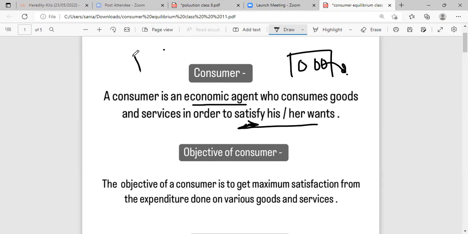And similarly, for example, it's a chocolate shop. It's your want that you want to eat chocolate, right? So you will be purchasing the chocolate. Why are you purchasing that chocolate? Because you want to satisfy your want. So similarly, the consumer is an economic agent who consumes goods and services. And why is he consuming? In order to satisfy his or her wants. Clear?